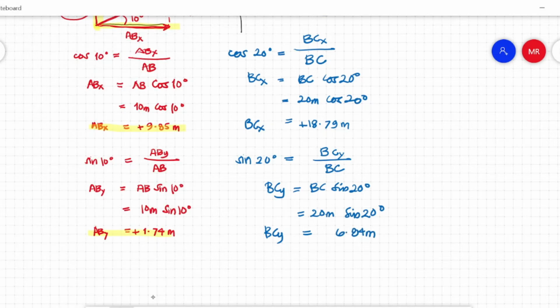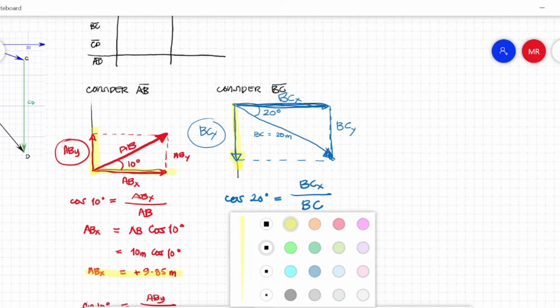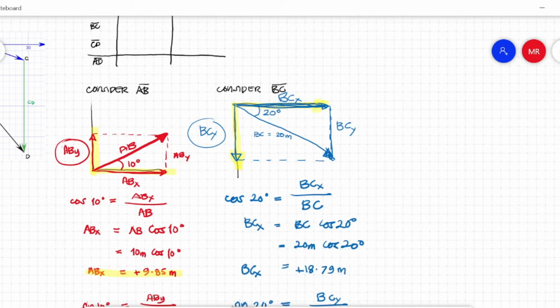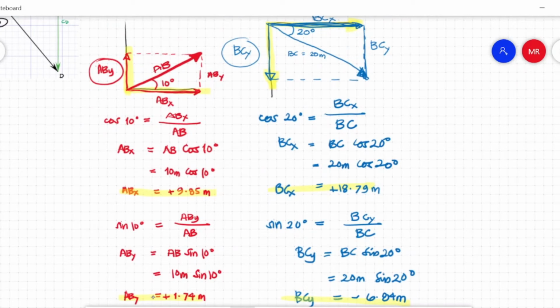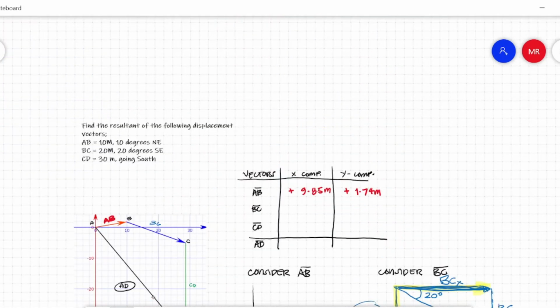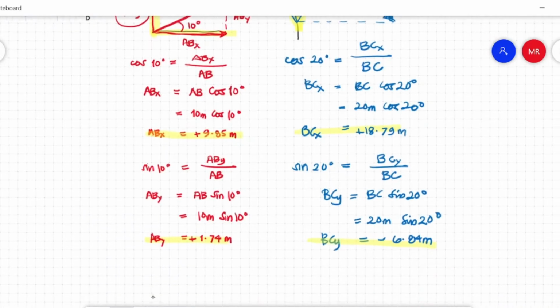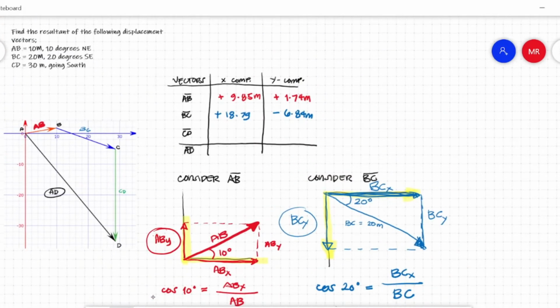Pero kung titignan natin ang direction ng BCY, ang BCY ay pababa. Okay, yung BCX natin pa kanan, kaya siya positive. Pero yung BCY, this is negative kasi pababa. So meron na tayong BCX, meron tayong BCY. Ilagay uli natin yan dun sa ating table. BCX is 18.79, positive. At ang BCY ay negative 6.84 meters. Okay, so that is vector BC.